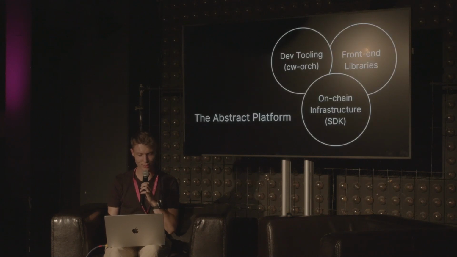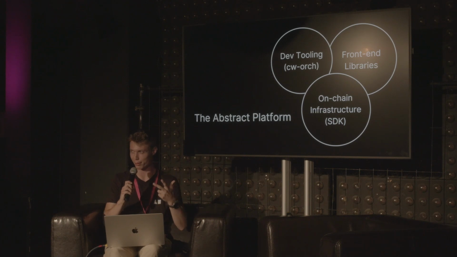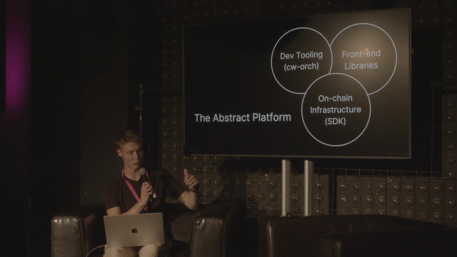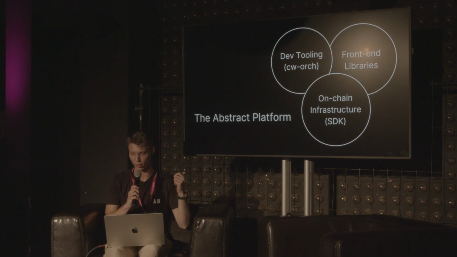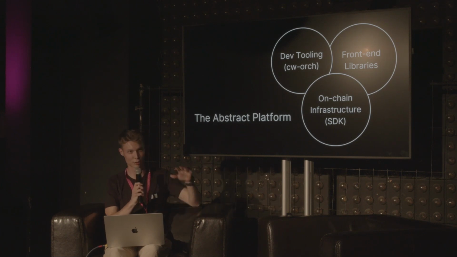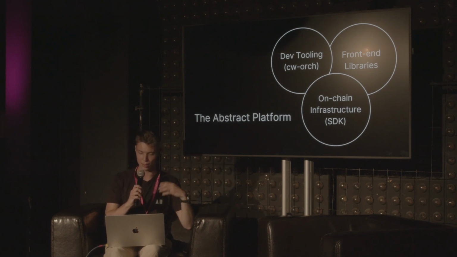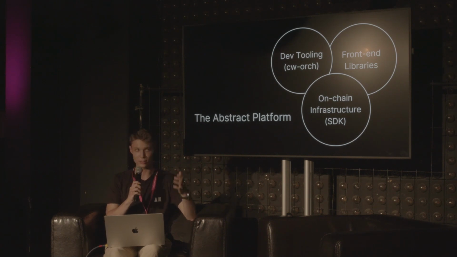So what is the Abstract platform? The Abstract platform consists of three major components. There is the on-chain infrastructure, which we call the SDK. It's a set of smart contracts that we deploy, and they allow you to collaborate. They allow you to create smart contracts that can be used.